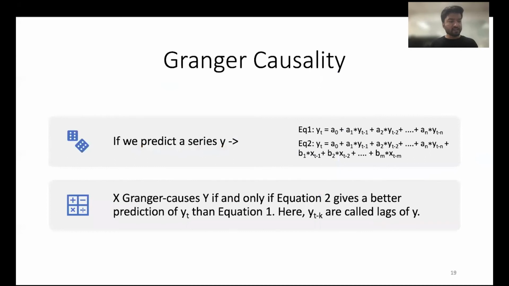To ascertain that this relationship is indeed true, we use Granger causality, which has been extensively used in economic analysis. It states that if I have two series, X and Y, and if the prediction of Y improves by also using the previous elements of X, we say that X Granger causes Y, or there is a cause and effect relationship between X and Y.